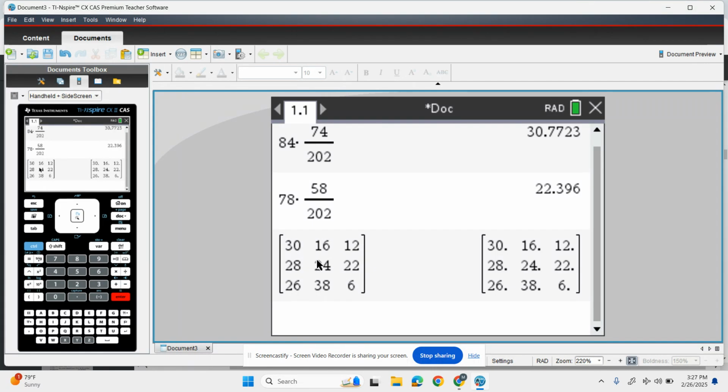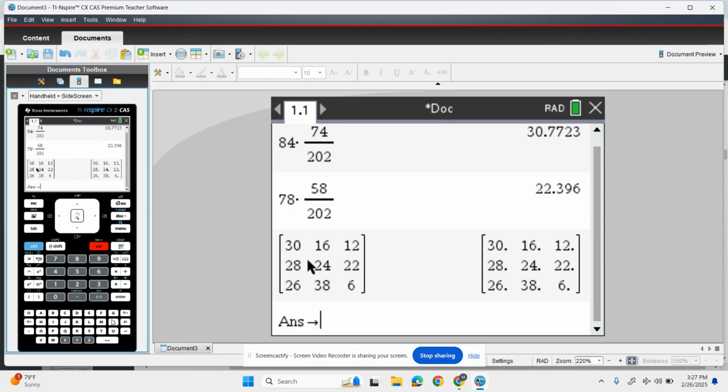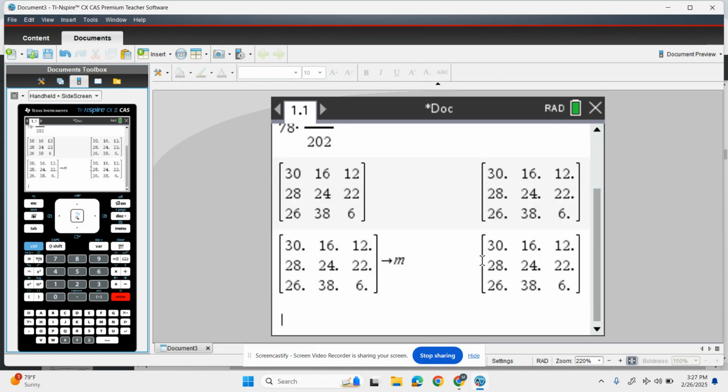All right, let me just check to make sure: 30, 16, 12, 28, 24, 22, 26, 38, 6. All right, looks good. So I'm going to store this. I'm going to do control vars. I'm going to call it M again. And so now M is this matrix.